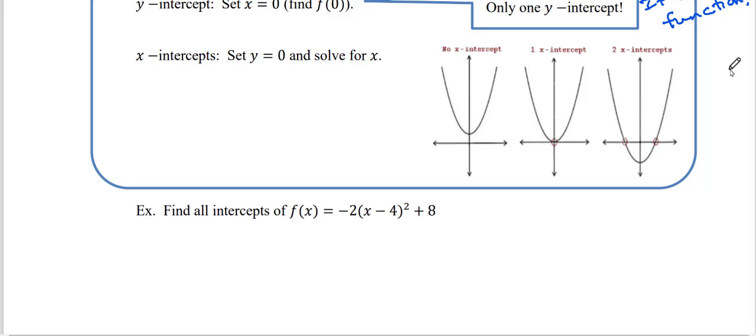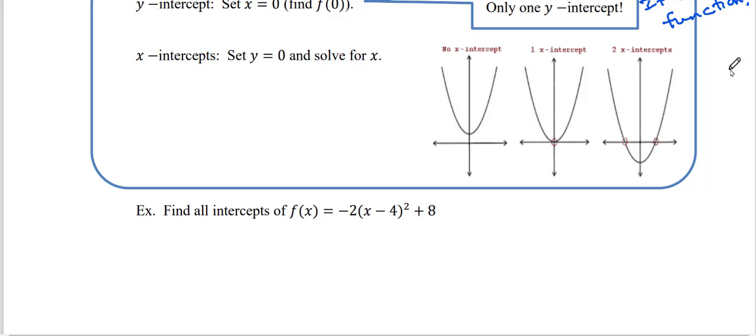Okay, let's talk about the x-intercepts. Same rule we've had before. You set y equal to 0 and solve for x. That's where those tools for solving quadratic equations that we saw in the very first unit will come in handy, because you'll now have a quadratic function set equal to 0, which is a quadratic equation.